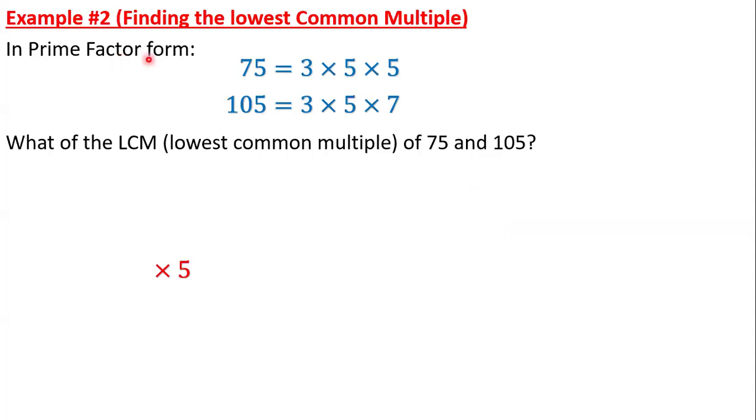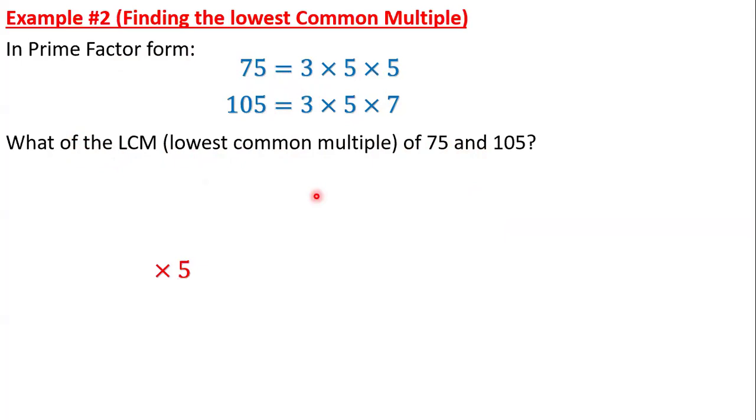Okay, the form: 75 equals 3 times 5 times 5. 105 equals 3 times 5 times 7. What is the LCM? Lowest common multiple of 75 and 105. Very good. What is the LCM, the lowest common multiple of 75 and 105?